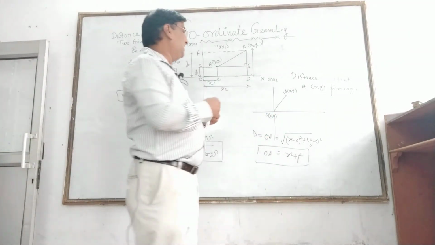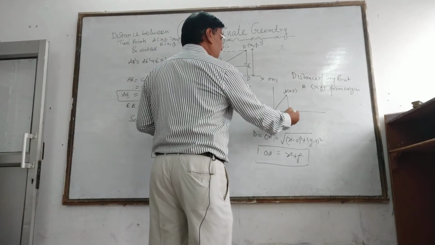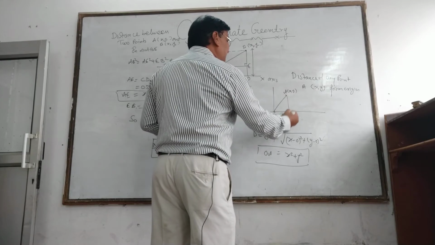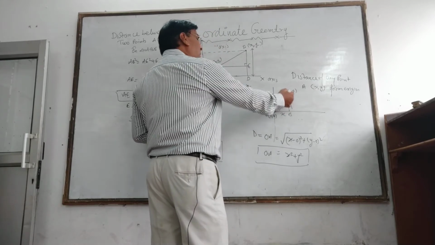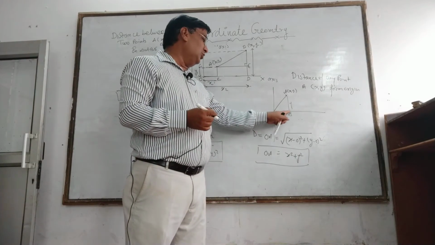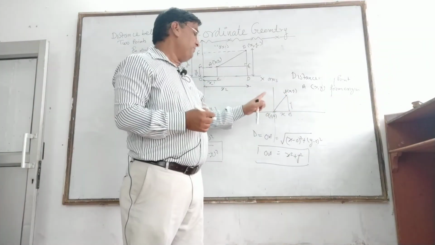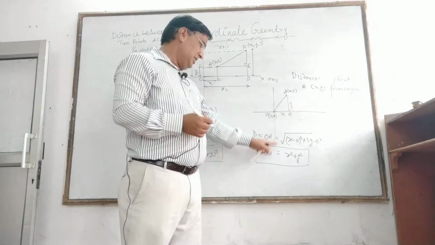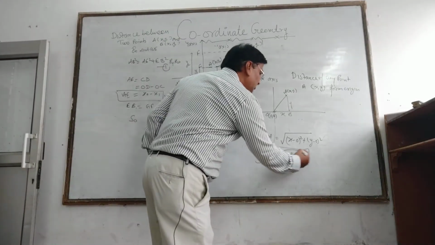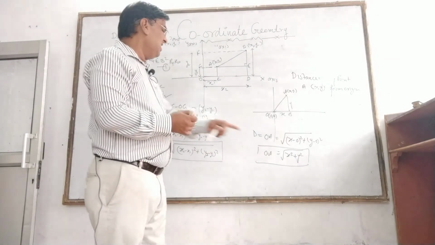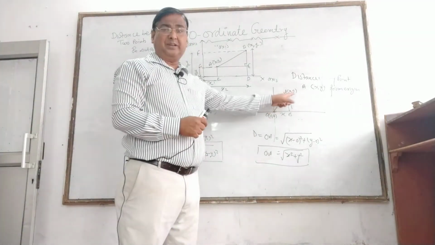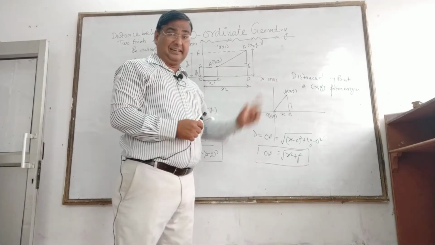I have already explained that you can find this using Pythagoras in triangle OAB, where this distance is x and this distance is y. With the help of the Pythagoras theorem, OA square is equal to OB square plus AB square, that is x square plus y square. So OA is equal to under root of x square plus y square. That will be the formula for a point which is in the xy plane.